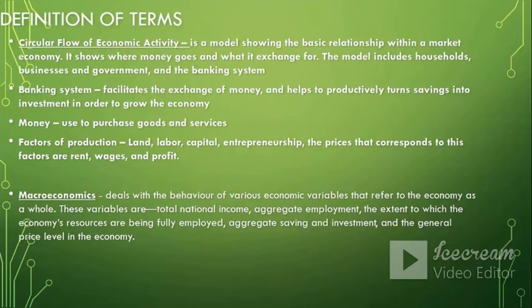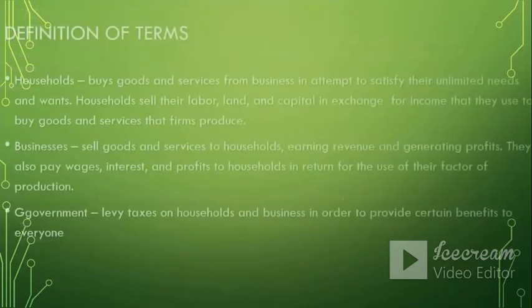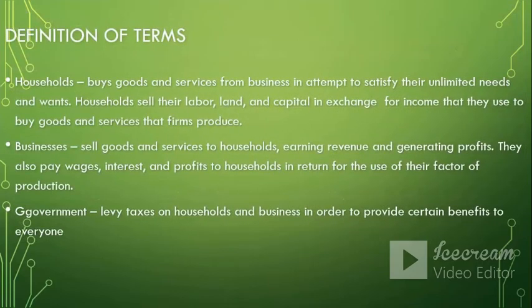So, the players of the economy: the household, the business, and the government. The household buys goods and services from business in an attempt to satisfy their unlimited needs and wants. These unlimited needs and wants were already discussed in your microeconomics. Households sell their labor, land, and capital in exchange for income that they use to buy goods and services that firms produce. Actually, this is somehow the simple explanation of the circular flow later.